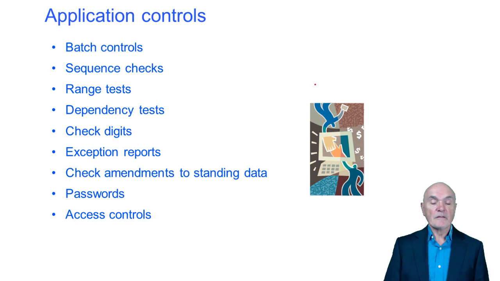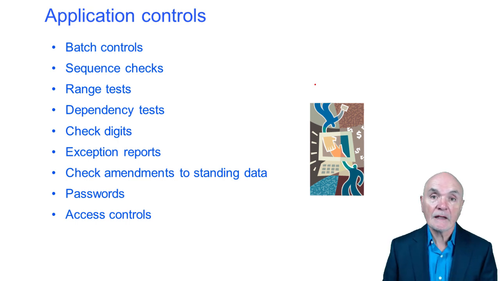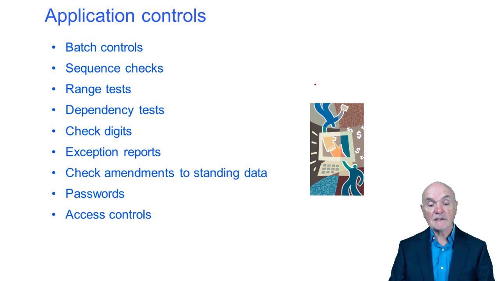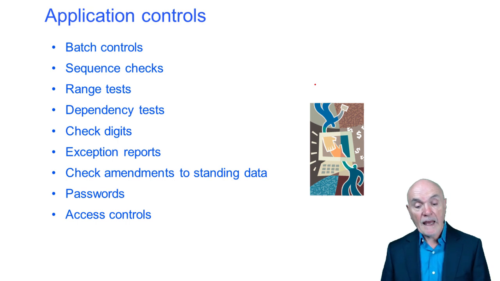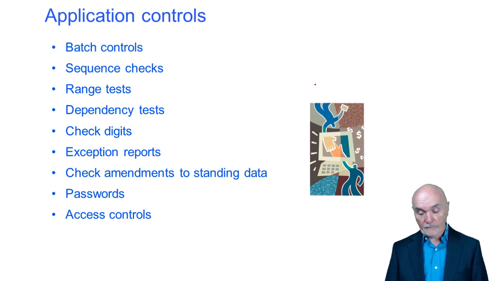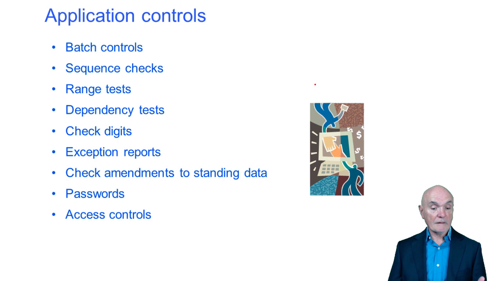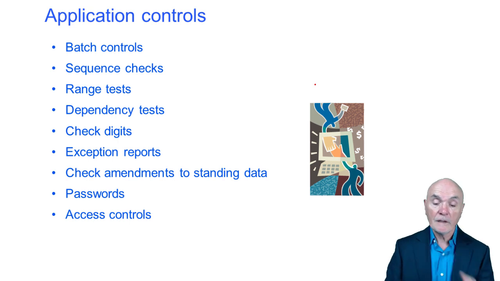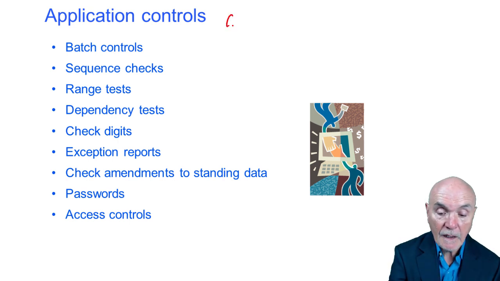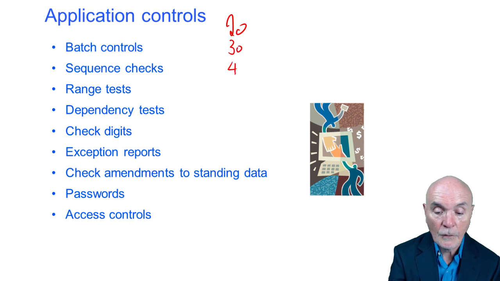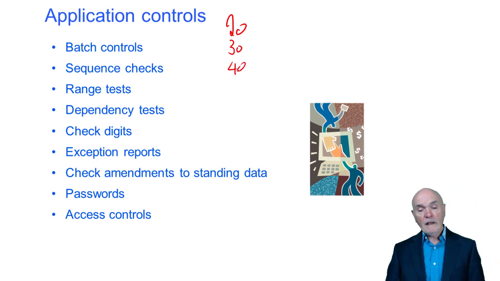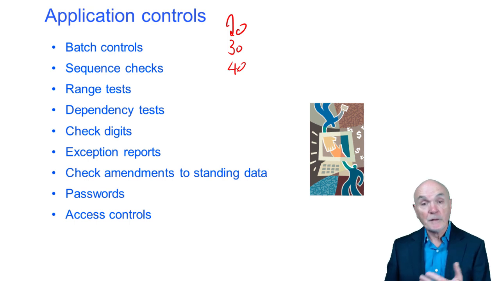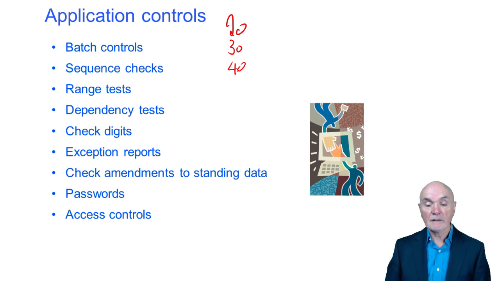So what are the application controls that can specifically be used in an IT system? We have batch controls. A batch control would be as follows. Let's say you've got three invoices you want to process, one of 20, one of 30, and one of 40. Of course, there's a huge volume of invoices, but potentially there's a chance that the input is mistyped.